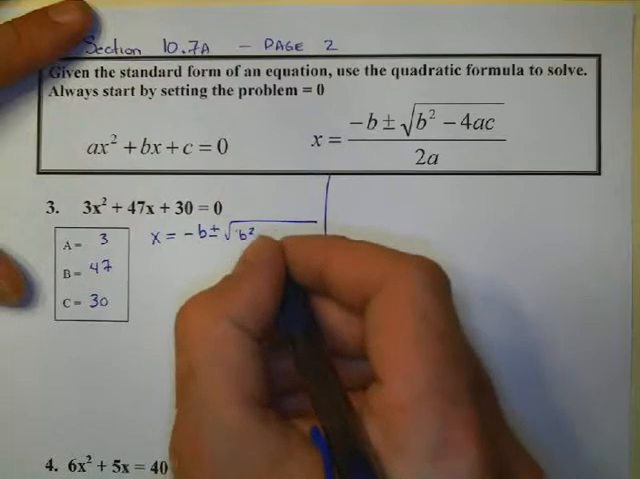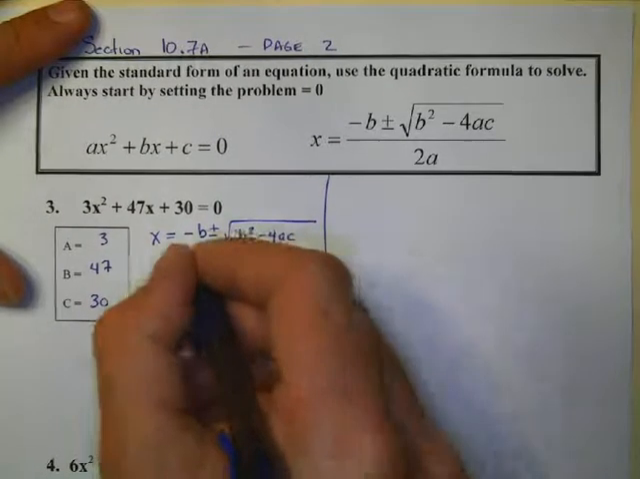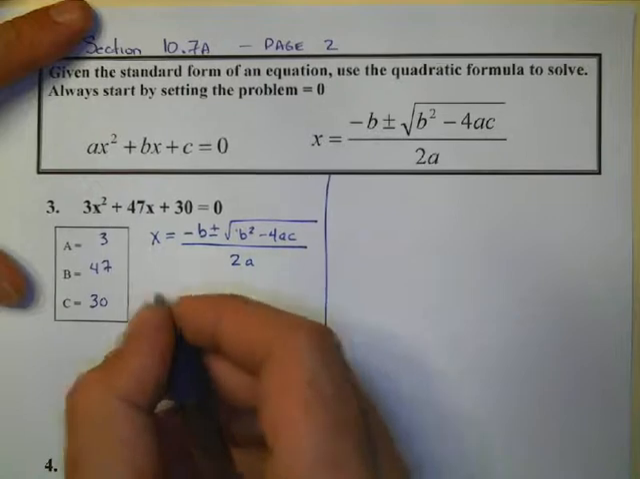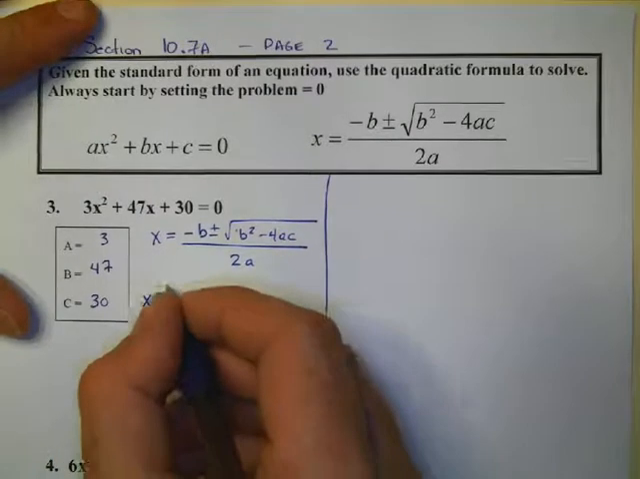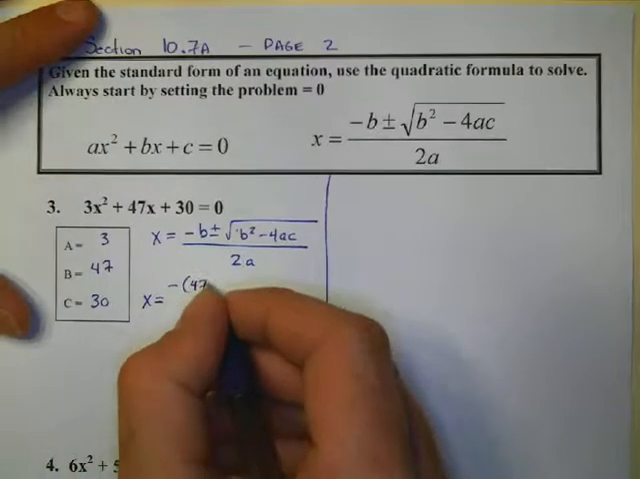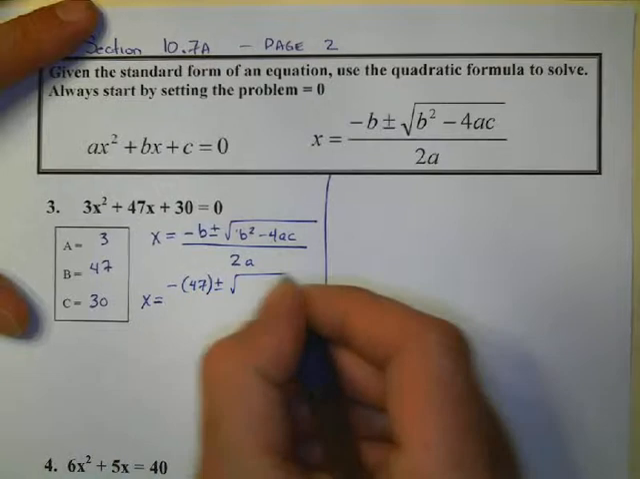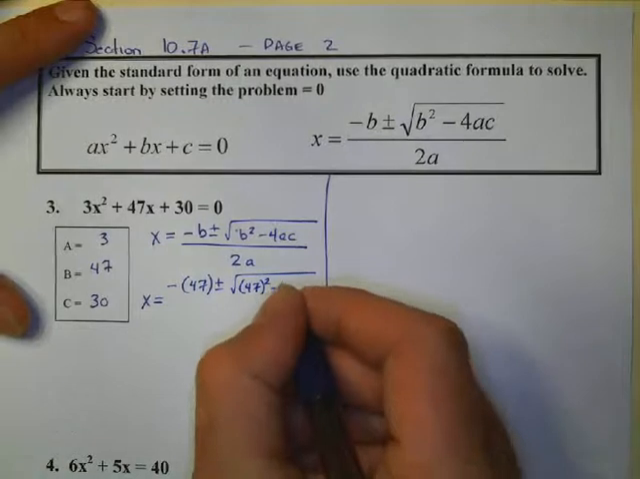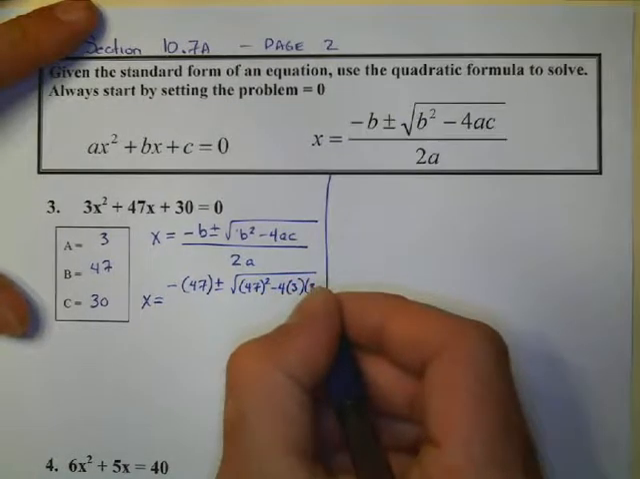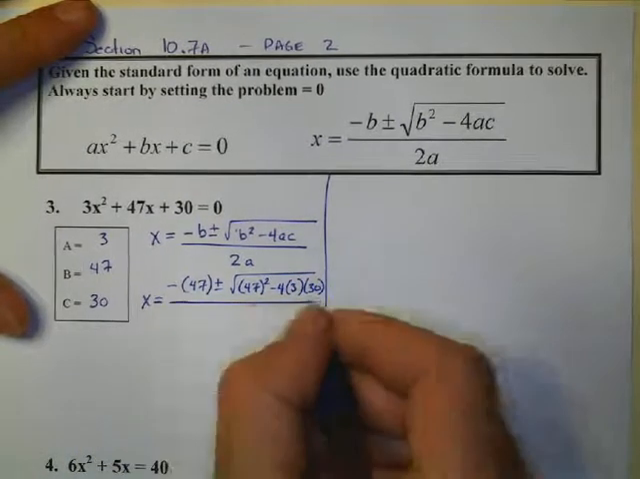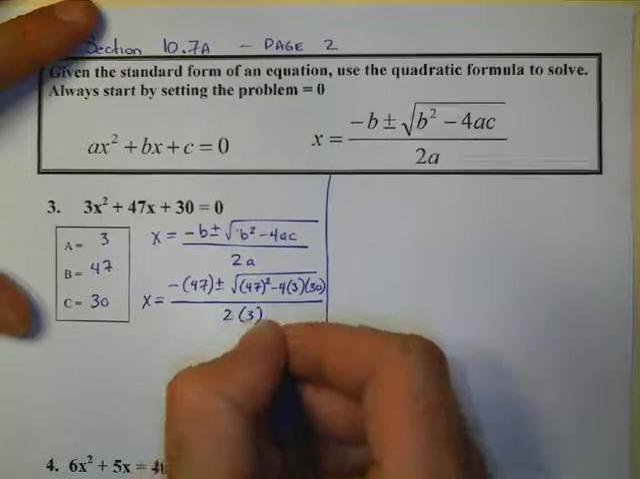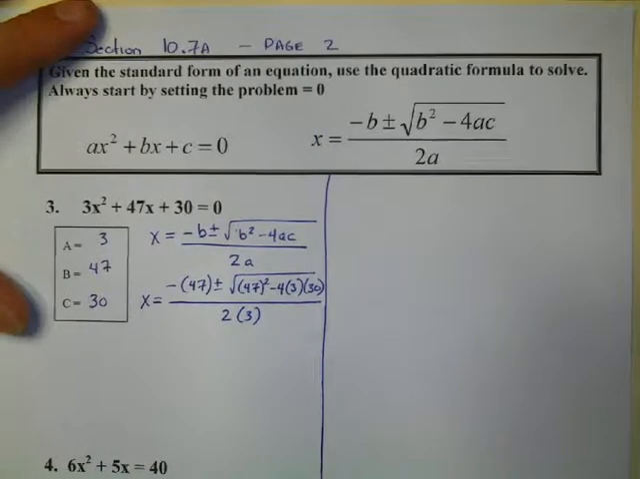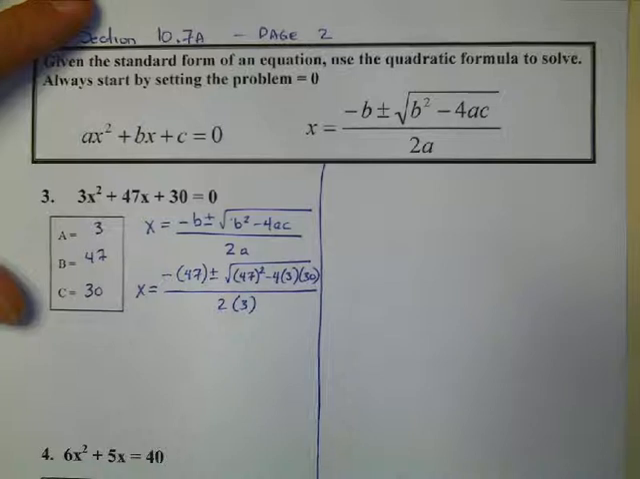In my next step, I'm going to input my values, so I have the opposite of 47, remembering to use parentheses, plus or minus the square root of (47) squared minus 4(3)(30), all over 2(3). Using parentheses is important when you're inputting numbers because it avoids problems when you're squaring negatives.